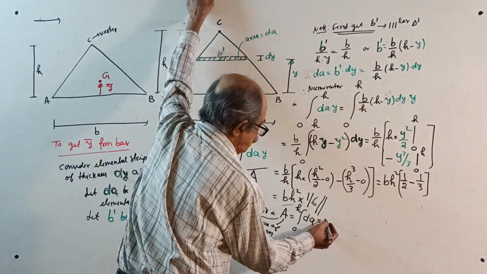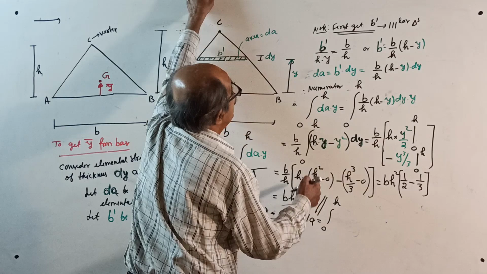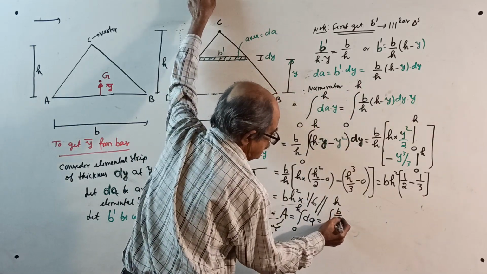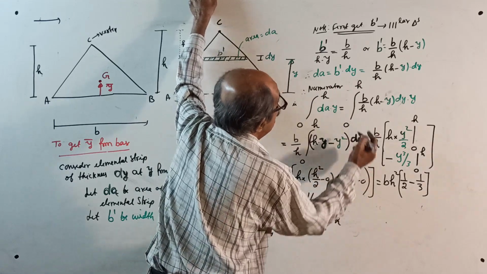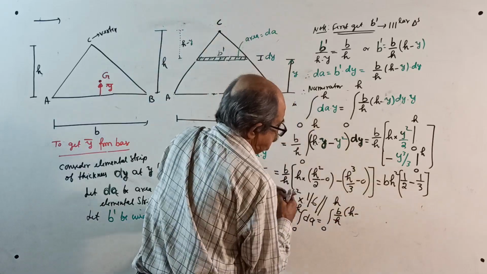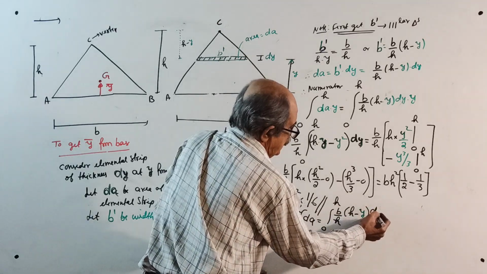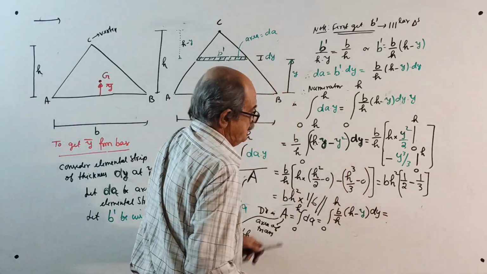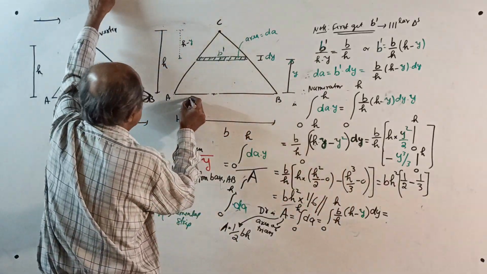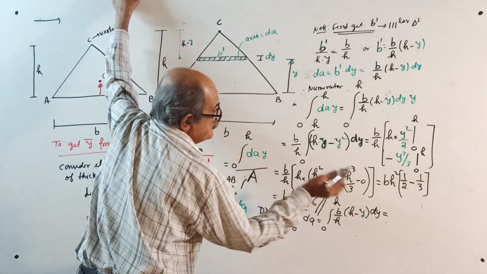See, equal to integration 0 to h of only dA. Only dA means what? B by h into h minus y, into dy. Actually a waste of time. Now you try it, see now, correctly. I won't waste time. B by h, there is no space, that's why I am writing here now. See, space is not there.